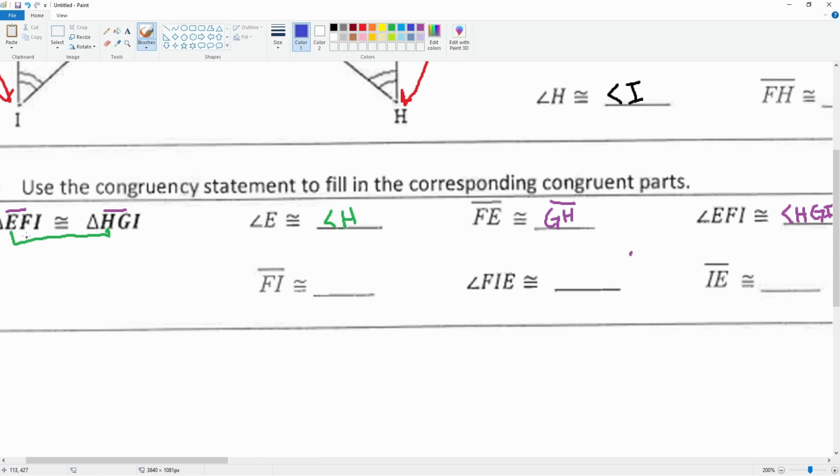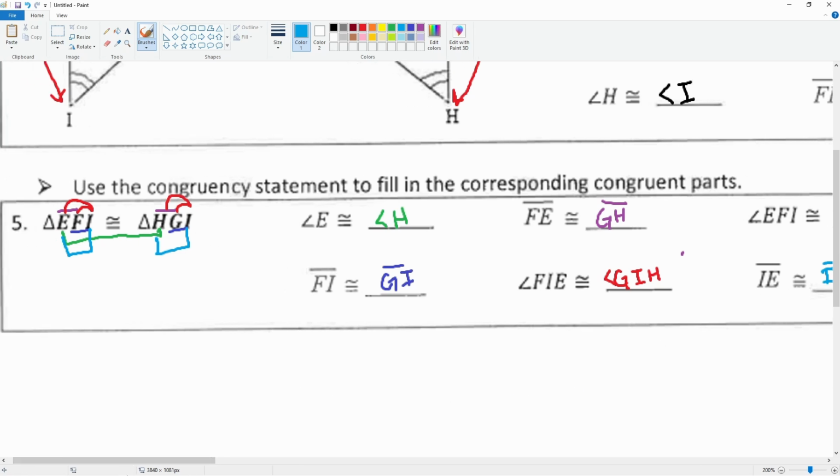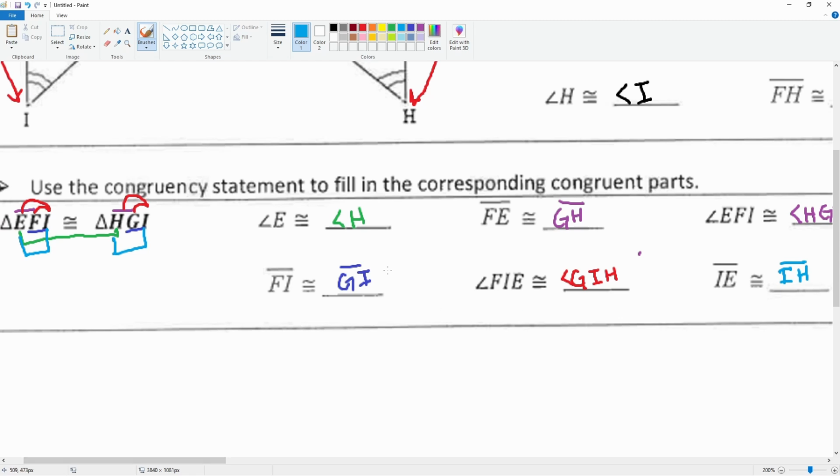Then we have FI, which is the last two. That's going to be congruent to GI. Then we have FIE, so FI then E, so GIH angle. And IE, so IE, IH segment. Okay, so you just use the congruency statement to get its corresponding pieces and writing if it's either an angle or a segment.